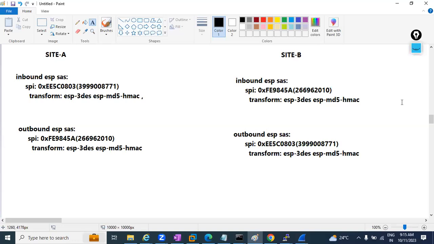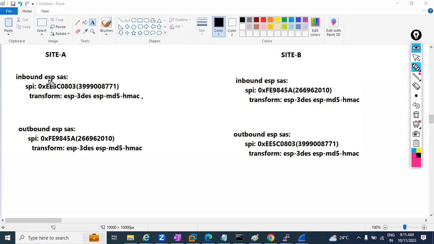Anything, guys, you have observed? Any observation into this output from side A and side B? Anyone? So see, just check it carefully.